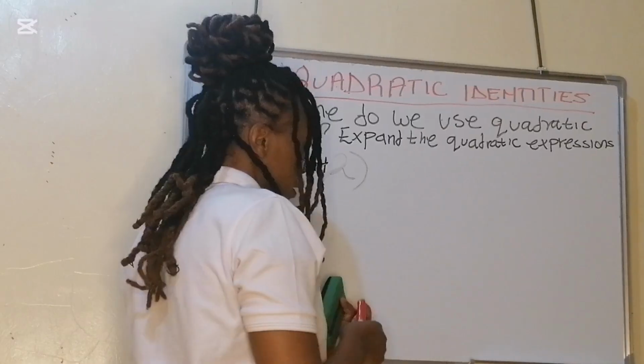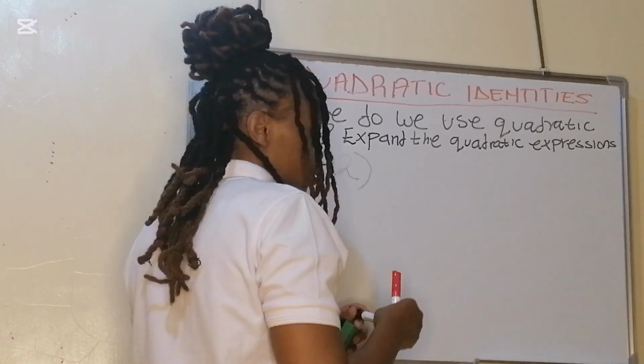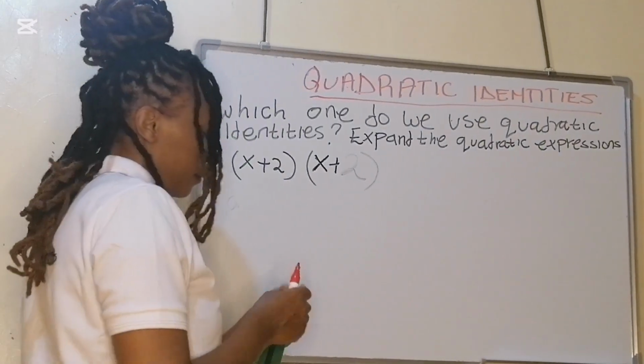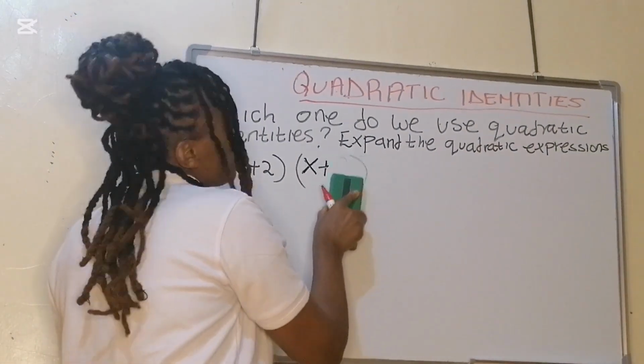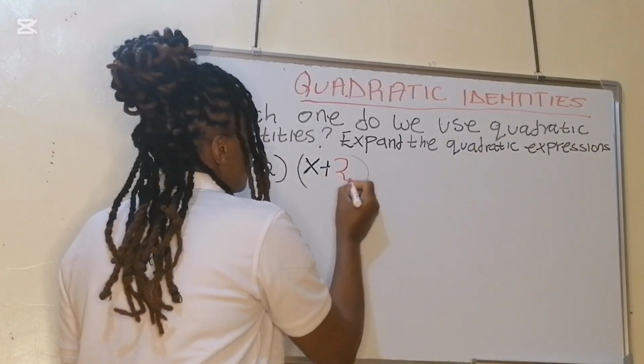We are going to use this quadratic identity. My pen has refused to write. Let me use the red pen because my pen has refused to write.